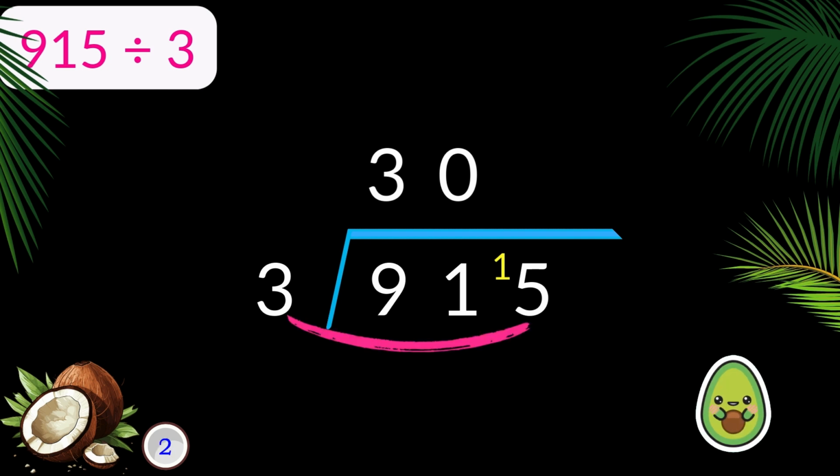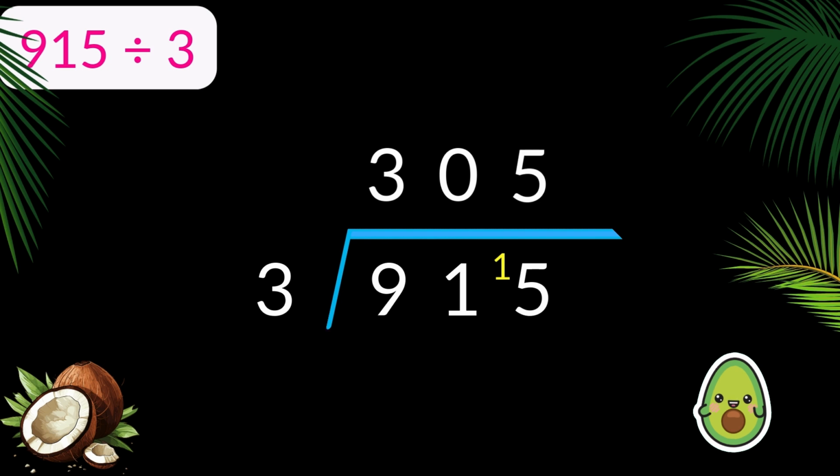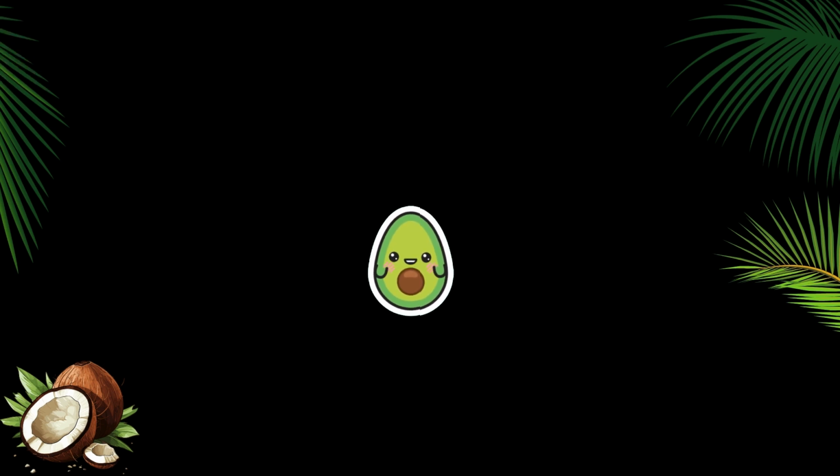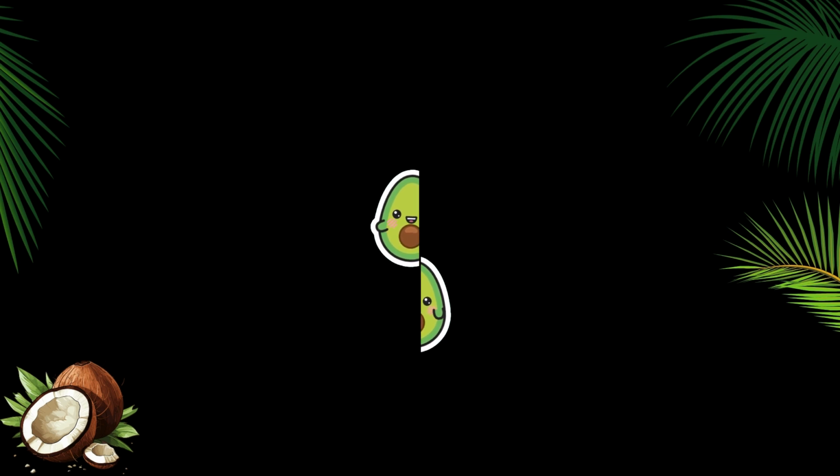How many times does 3 fit into 15? 5 times. Write down the 5 on the roof. 3 times 5 equals 15, so no remainder. Boom! The answer is 305. Did we do it in 60 seconds? Oh no, we took a little longer. Let's speed up next time.